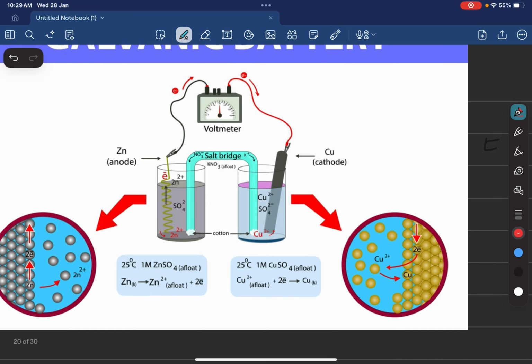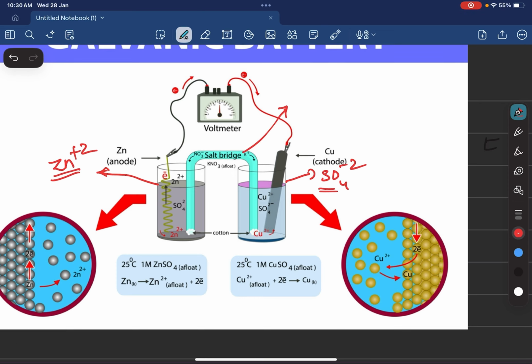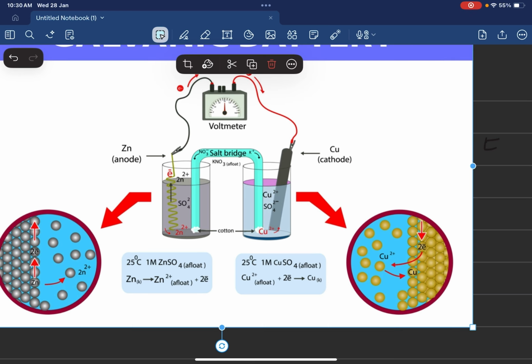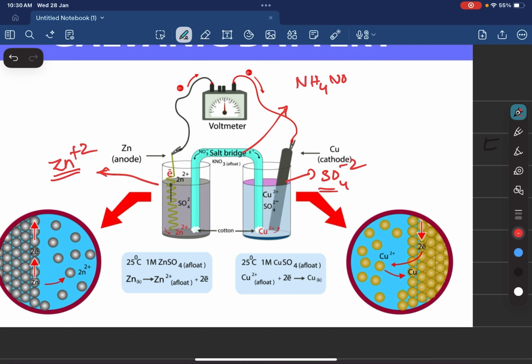As we discussed, at the anode Zn2+ ions increased, and at the cathode SO4 2- ions increased. So here positive charge increased, and here negative charge increased. Due to that, a potential difference will exist. If that potential difference is too much, the redox reaction will be disturbed. To avoid that excess charge, we use a U-shaped tube called a salt bridge. The salt bridge generally contains NH4NO3 or KNO3 electrolyte along with a solvent called agar-agar. It is a solvent that mixes the positive and negative ions of the electrolyte uniformly.